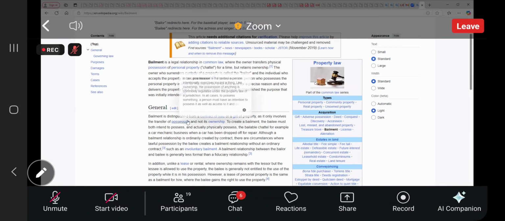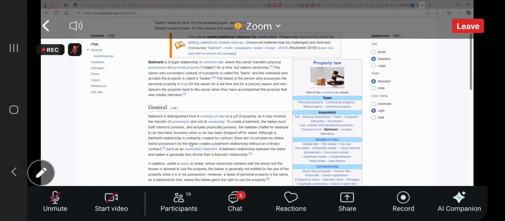Now, a bailment is distinguished from a contract of sale or a gift of property, as it only involves the transfer of possession and not its ownership. To create a bailment, the bailee must both intend to possess and actually physically possess the bailable chattel. For example, a car mechanic business when a car has been dropped off for repair.